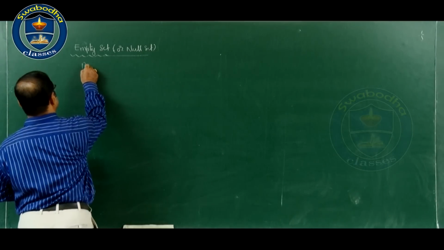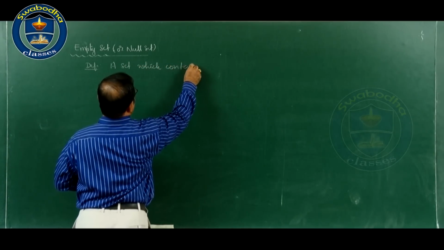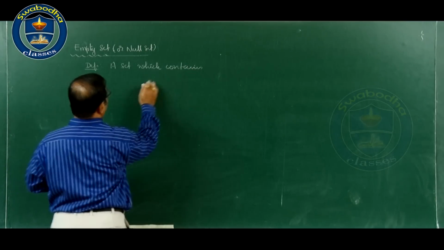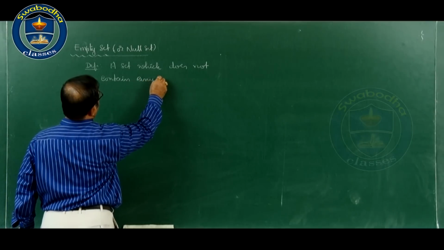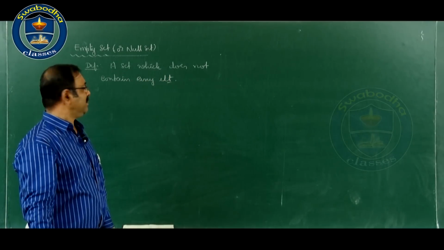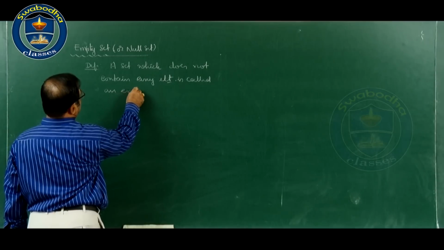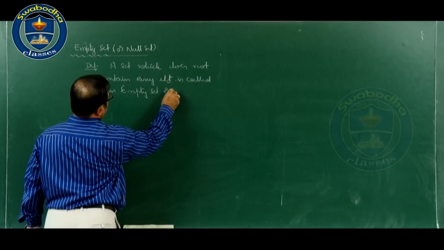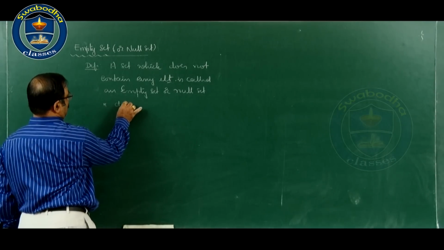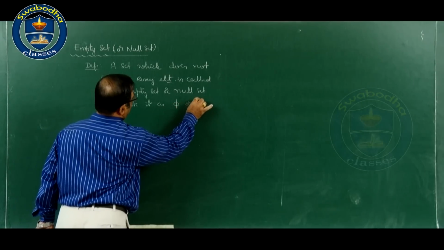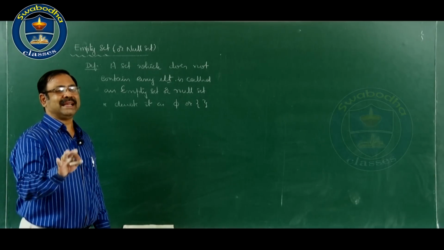So the definition: a set which does not contain any element. See, this is my notation for writing element. A set which does not contain any element is called an empty set or null set. That is, we denote it as null set like this, or bracket without any element, no element of the set. So empty set means this set contains no element.